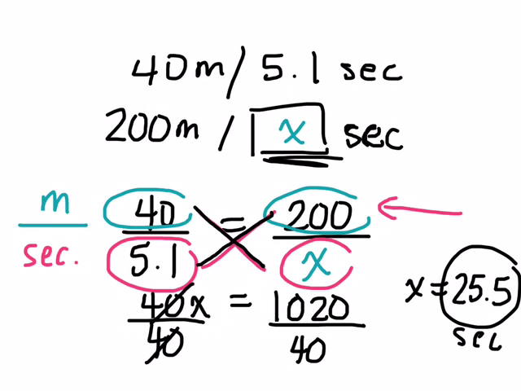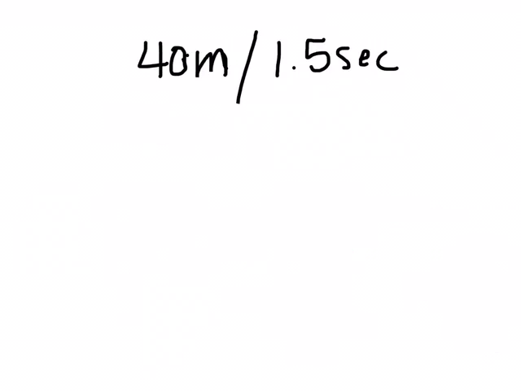And is that the same answer we got solving it the other way? Let's go back and look. Okay, so listen up. Using the same rate, so he's still running at the same pace. Every 40 meters he travels, it takes him 1.5 seconds. I want you to tell me, how long will it take him to run 1,500 meters?